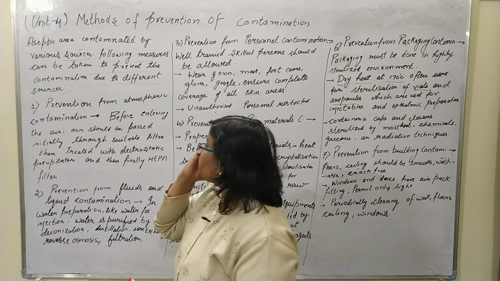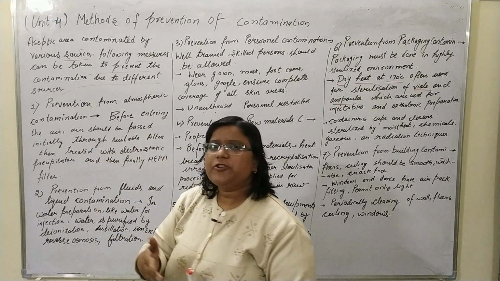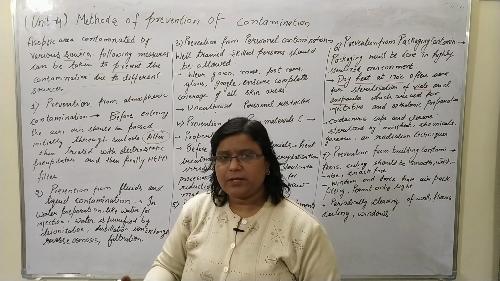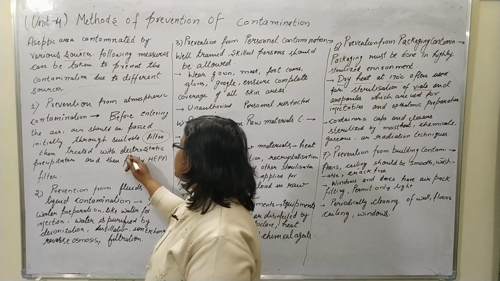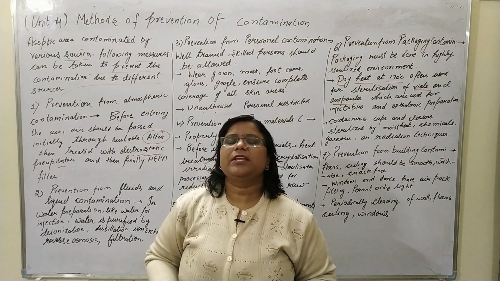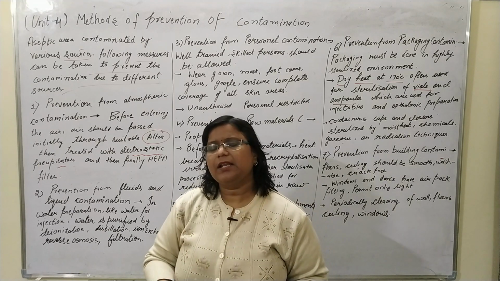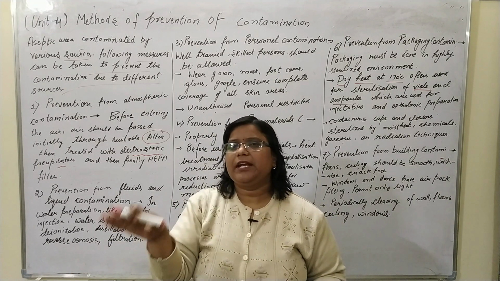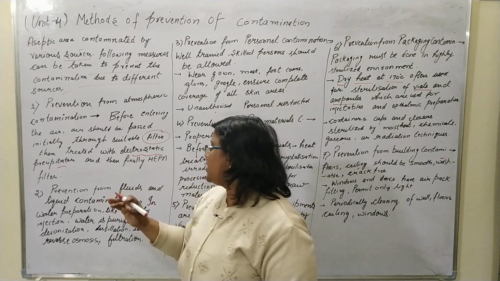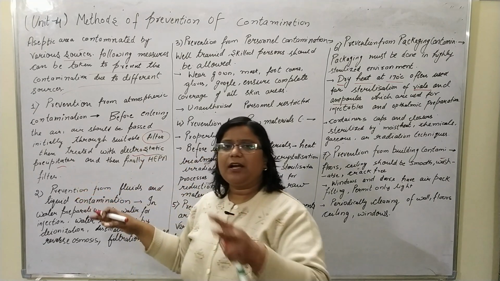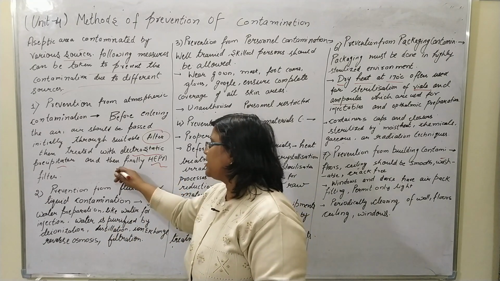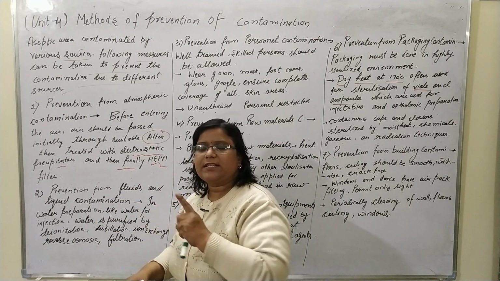Before entering, the air should be passed initially through a suitable filter, then the air is passed to the electrostatic precipitator. When the air passes through the electrostatic precipitator, the dust particles, microbes and germs will precipitate there and the air will become clean. After coming out of the electrostatic precipitator, the air goes towards the HEPA filter.